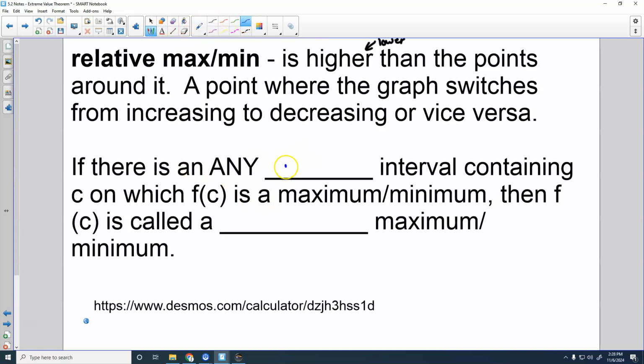Okay. If there is any open interval containing C on which f of C is a maximum or minimum, then f of C is called a relative, or another word that you might see used is local, maximum or minimum. So the word local and relative can be used interchangeably, and you'll see both of them on the AP exam. They throw both of them out there.